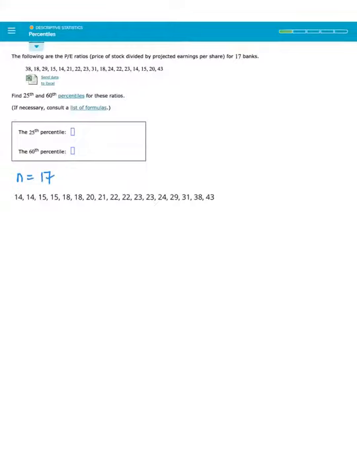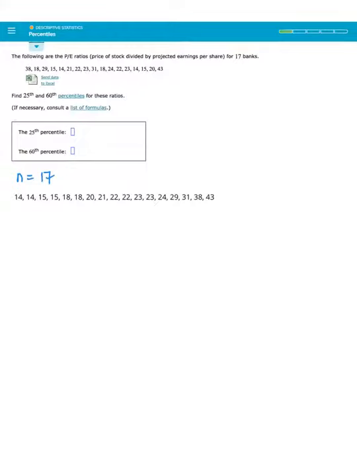The following are the PE ratios, price of stock divided by projected earnings per share, for 17 banks: 38, 18, 29, 15, 14, 21, 22, 23, 31, 18, 24, 22, 23, 14, 15, 20, and 43. Find the 25th and 60th percentiles for these ratios.